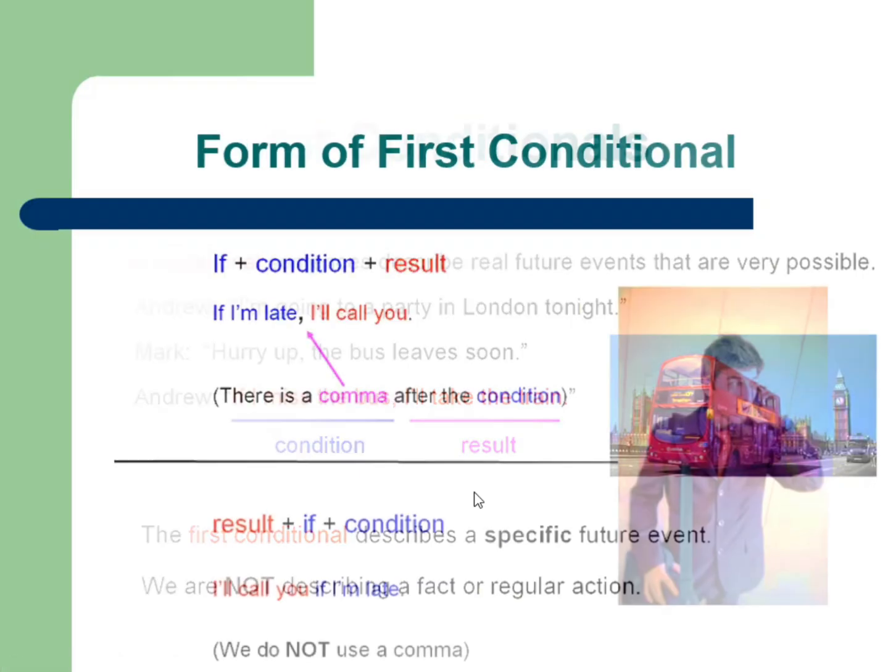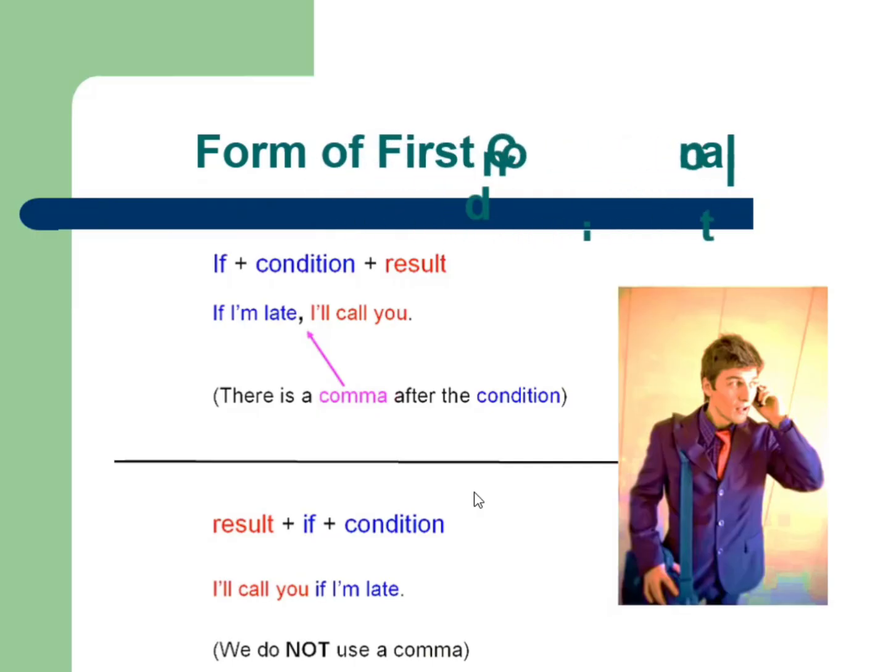Okay, so the form of the first conditional sentence. How do we make this sentence? As usual, we have if plus condition plus result. If I'm late, I'll call you. As I told you earlier, the conditional clause should be in simple present, and the result clause should be in simple future tense. You see a comma here. We use a comma when the conditional clause comes first. If the conditional clause comes after the result clause, you do not need a comma. Here we have the result clause first, then if, then the condition: I'll call you if I'm late. You see there is no comma.